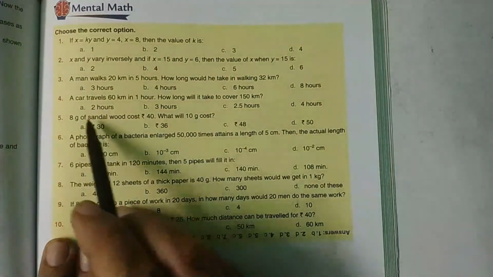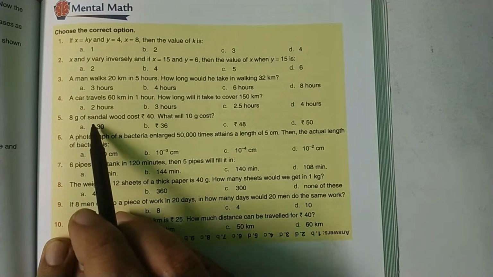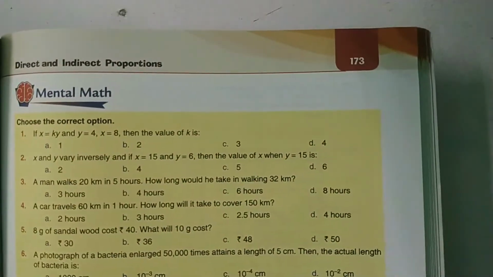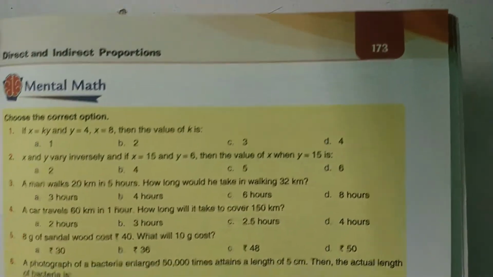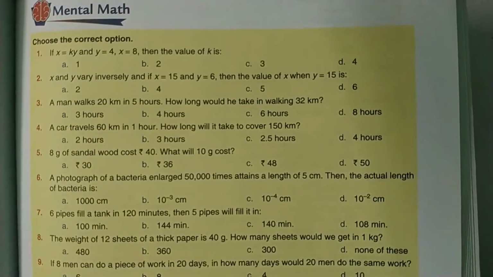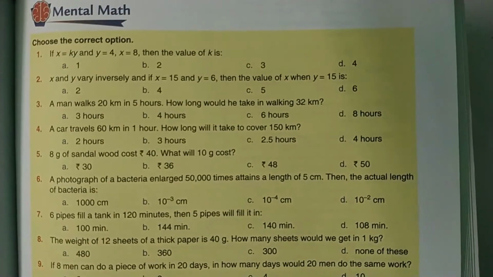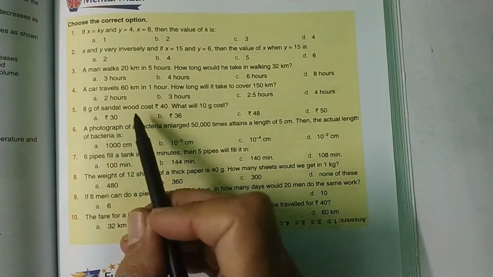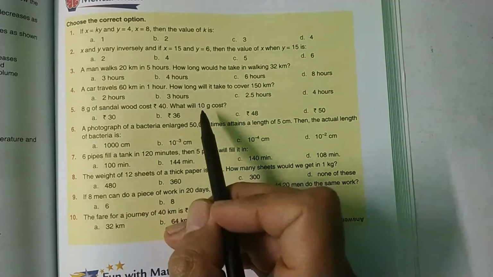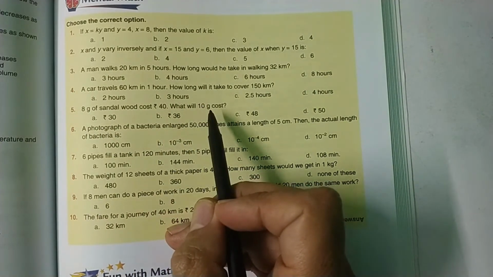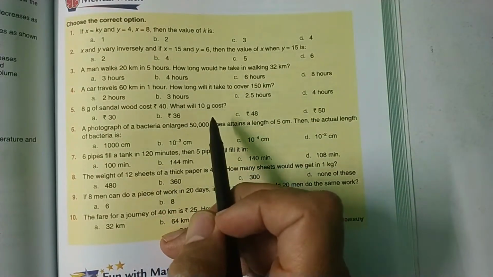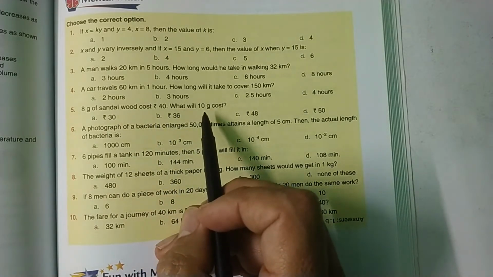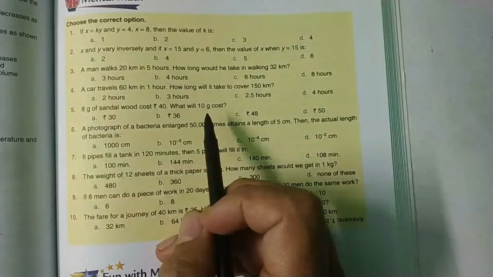This one, question number 5, page 173. Questions number 3, 4 and 5. Question number 5. 8 grams sandalwood costs rupees 40. What will be the cost of 10 grams? So this you will solve and try. 8 grams sandalwood costs rupees 40. What is the cost of 10 grams? Solve it in the same way.